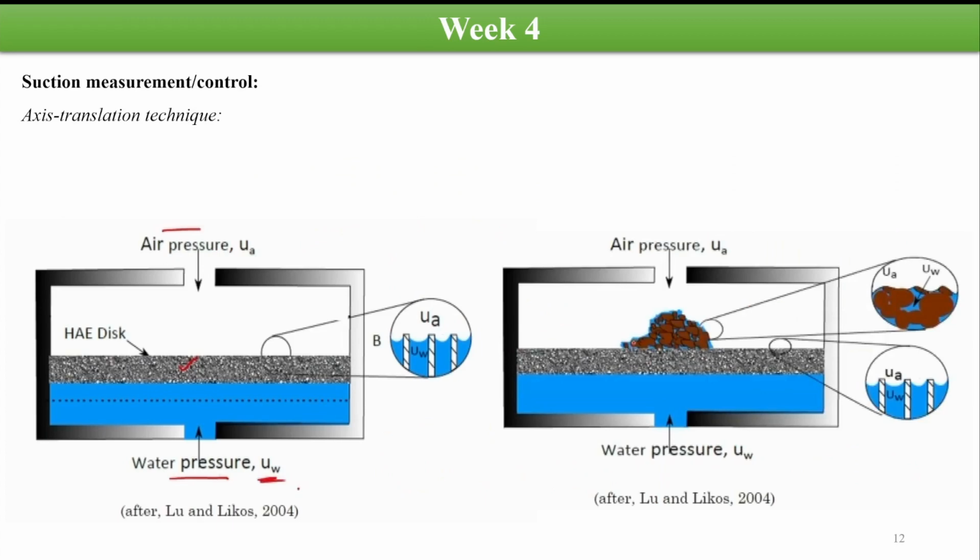Then one of the techniques is the axis translation technique. In this technique, the soil sample is kept in this chamber where the pore air pressure and the water pressure can be maintained, or we can say the matric suction can be maintained. And the soil is kept on a high air entry disk, and this matric suction is controlled in this chamber. So this is a suction control technique, and the probe is inserted here so that we can take how much water is coming out or coming in. Based on that, we can calculate the value of ua minus uw, the matric suction.